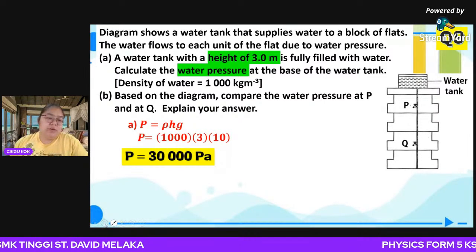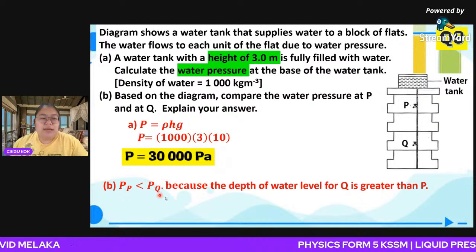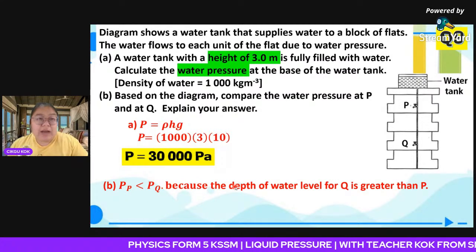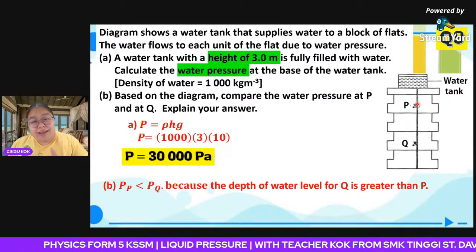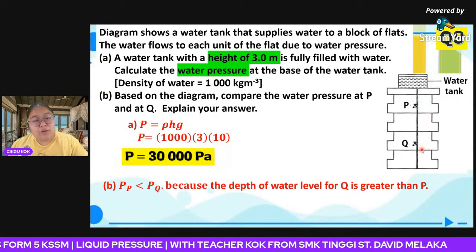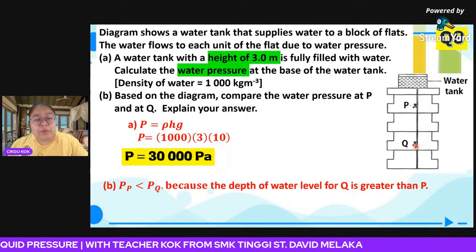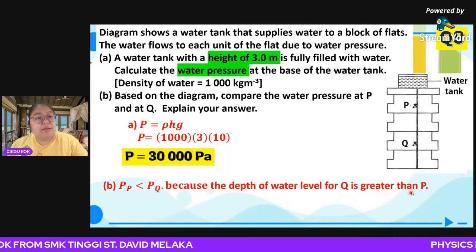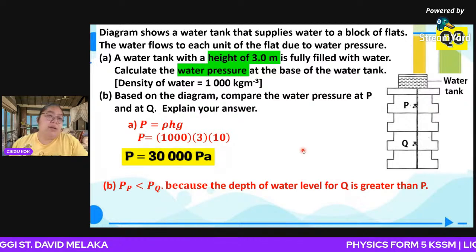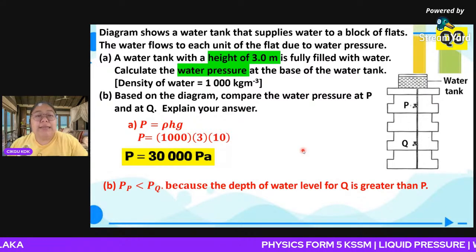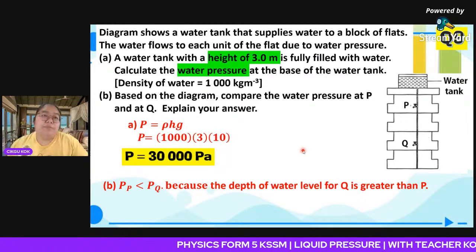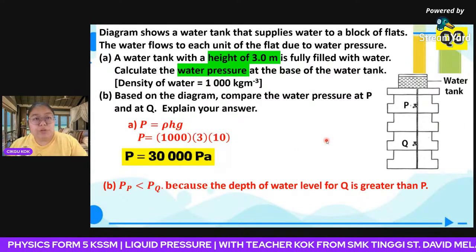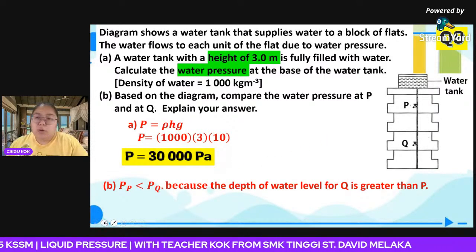So from here we go to answer. Okay, Q is higher than P because of the depth of the water level. You can say the height from the water tank until the Q, the water tap of the Q. So from here they say the depth of the level for the Q is greater than the P. So that's why the Q pressure is higher than the P pressure. Okay, so this one is how to answer the question. When you choose, you need to explain.